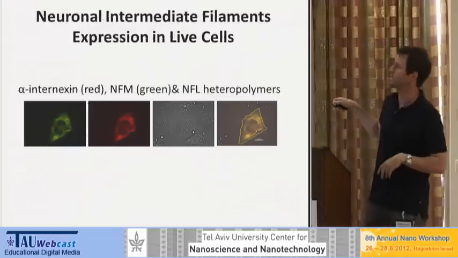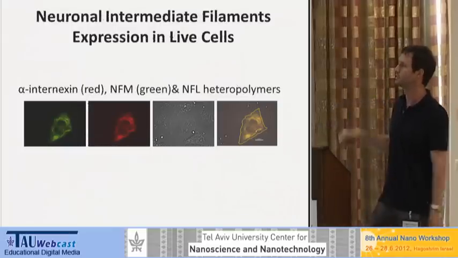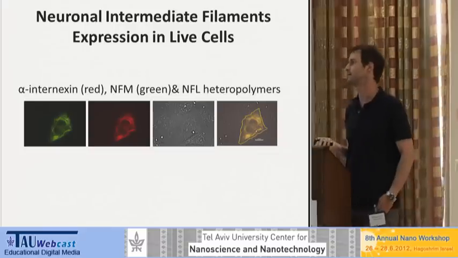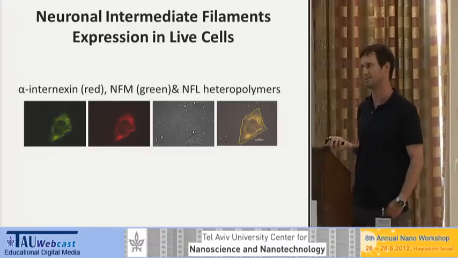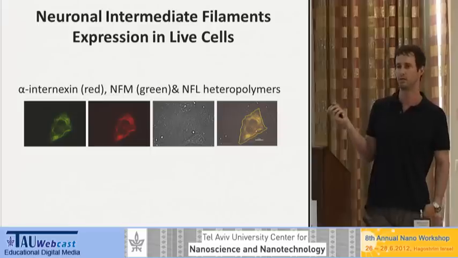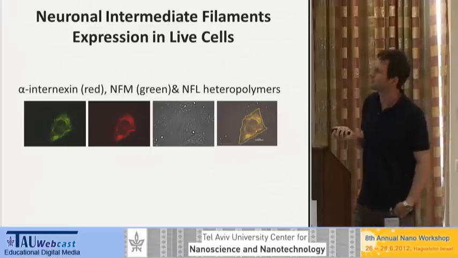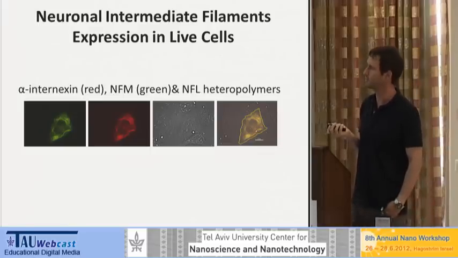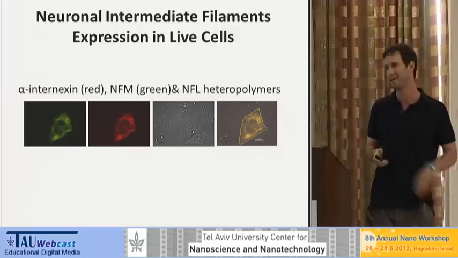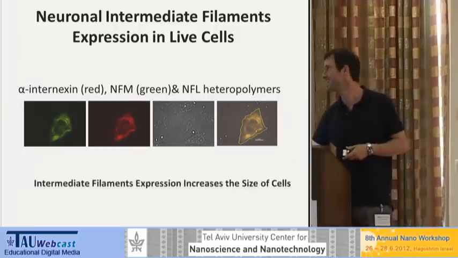Furthermore, in in vivo studies done in live cells, we insert by means of transfection labeled intermediate proteins into living cells. And then, these are all different proteins in the same cell, we're able to see how they are in the living cell.